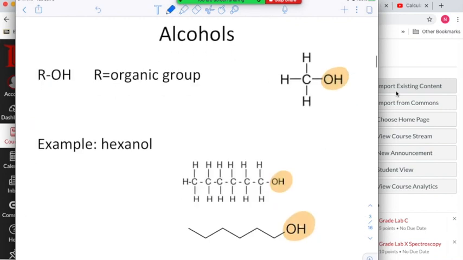In this lab, we're going to talk about solubility of alcohols. Here, I just want to remind you of your alcohols, and this is actually a great lab because we get to review a bunch of stuff as we're heading towards that final.